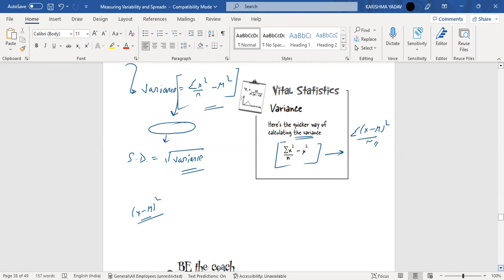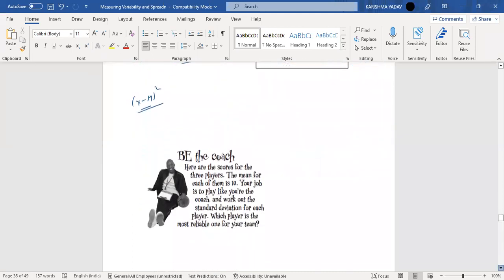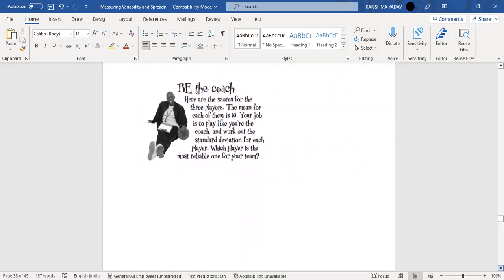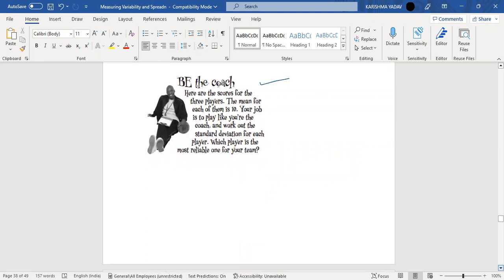Because in this you only have to calculate summation of x square and mu square, right? So by using this formula, let's try to do some problems, to do some calculations. Be the coach, we have the scores of the basketball teams. And like we have discussed about the basketball team, that they need one player.